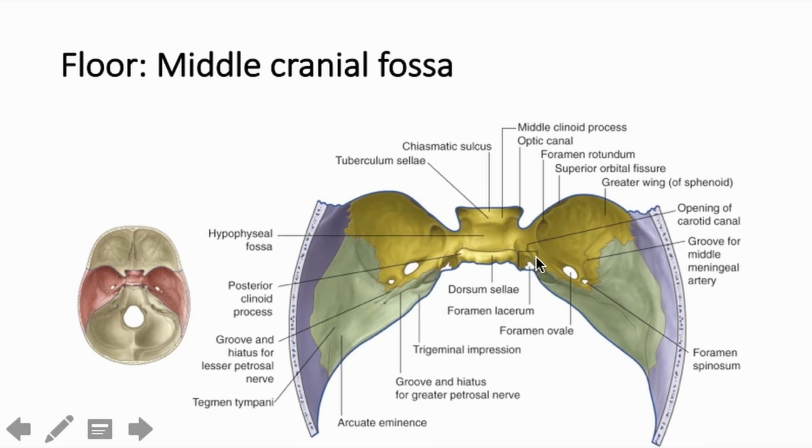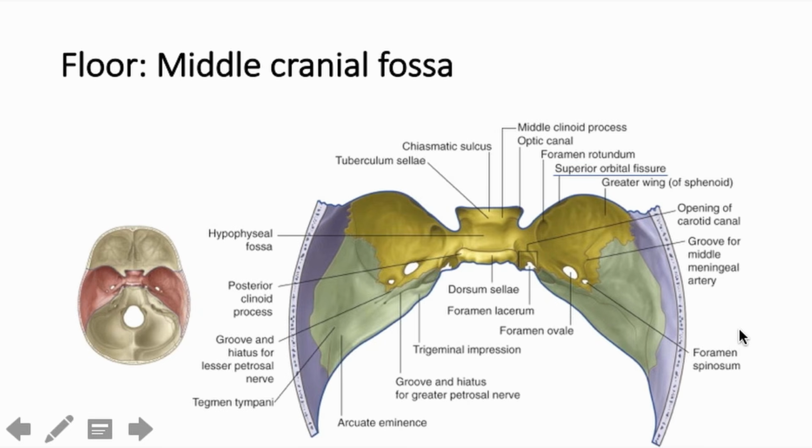Then we have the hiatus for the greater petrosal nerve, and we have the sella turcica, which is in here, right? This whole area forms the sella turcica, which is kind of like a saddle-like area of this part of the fossa. So that's basically it.